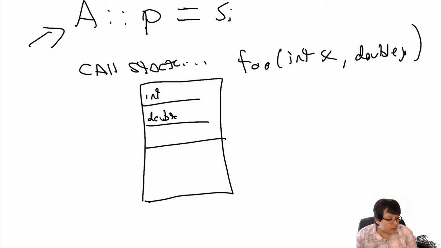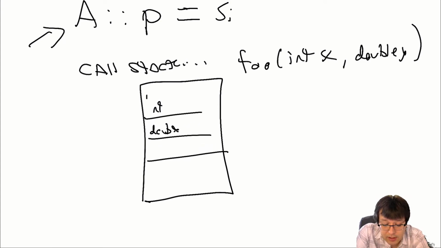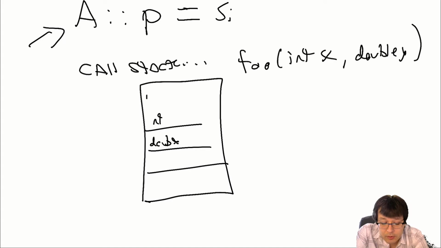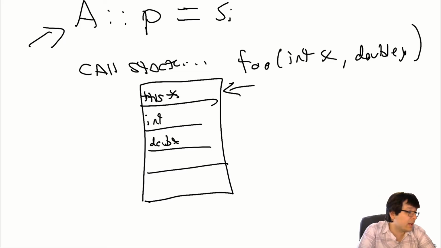In addition to this, there's one more thing that a class function will contain that a global function really wouldn't, and that is a reference to the object itself so that it can access all the member variables in the object. This reference is known as the this pointer, and it's always passed as the first thing in this call stack.